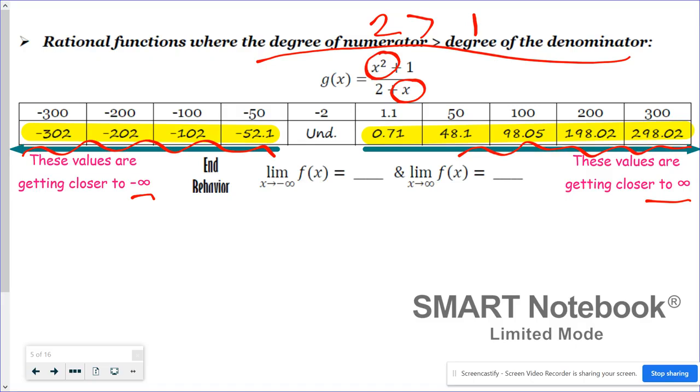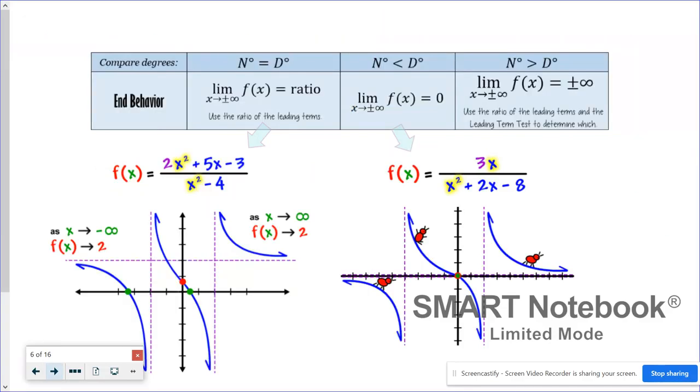But is that how it's going to be each and every time we face this scenario? Negative infinity on the left and positive infinity on the right? Like, how do we know? I'm glad you asked. Okay. So before I talk about scenario number 3 some more, let me just remind you of our other 2 scenarios. So we have scenario 1 where the degree of the numerator is equal to the degree of the denominator. If this is true, then the limit or the end behaviors, both ends, is equal to the ratio of the leading terms. So check this out.